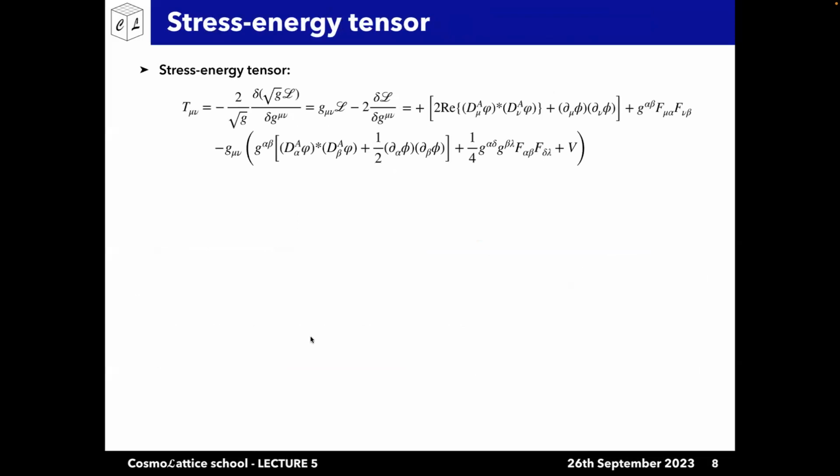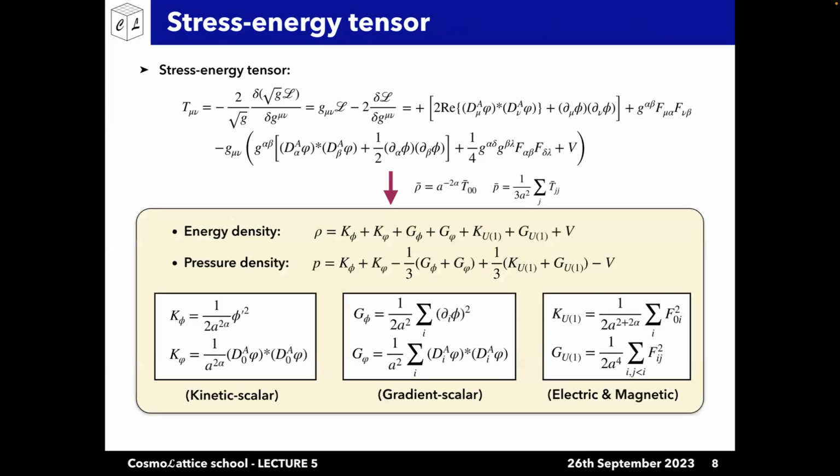We can also build the stress-energy tensor from the Lagrangian in a very similar way. It's this complicated expression. And now from here, we can identify the energy density and the pressure density. And they take this form, right?